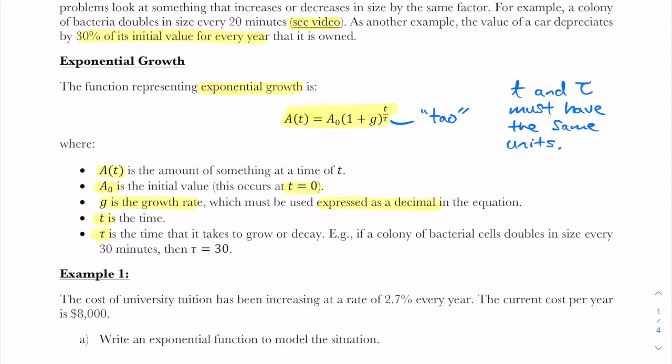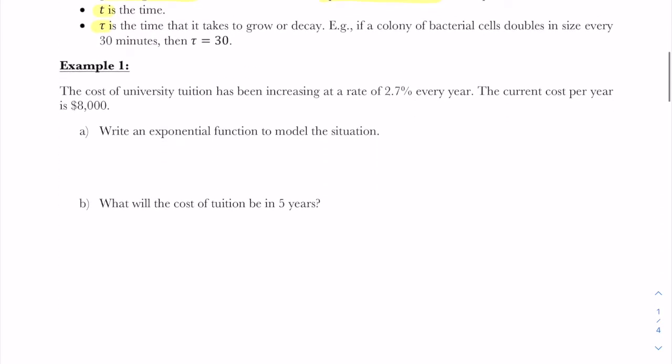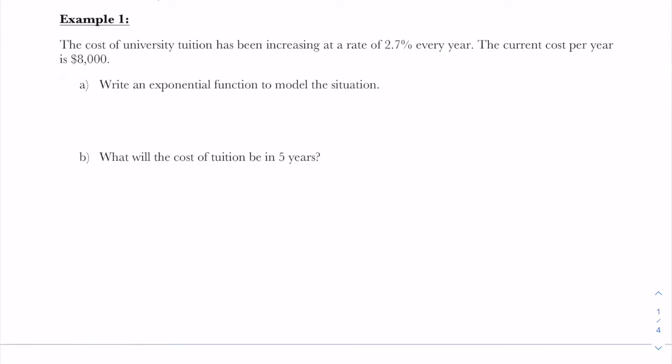Okay, let's try out an example. This will be a relevant question to everyone. The cost of university tuition has been increasing at a rate of about 2.7% every year. The 2.7%, that would be the growth rate. Let's make a note. Don't forget to convert it to a decimal, so divide by 100 to get 0.027.